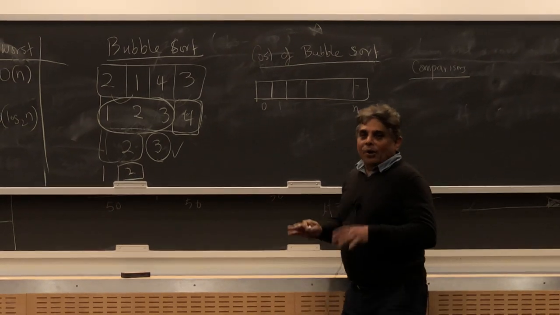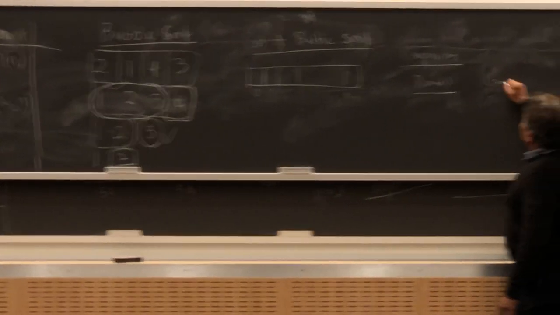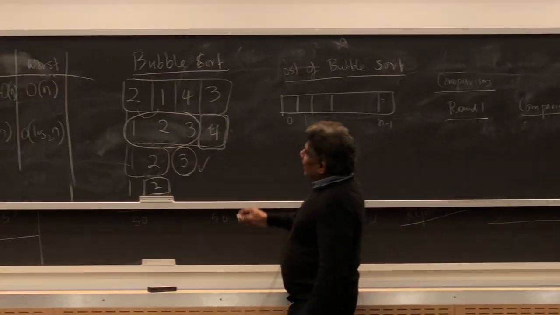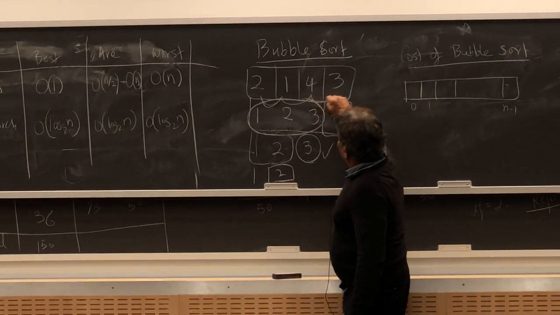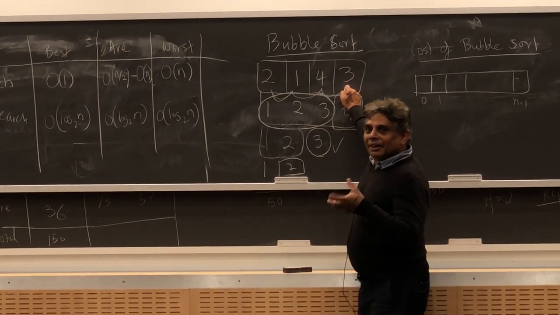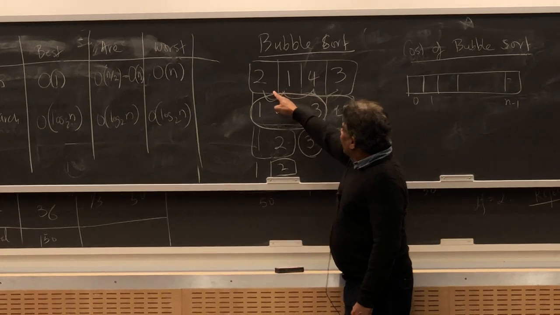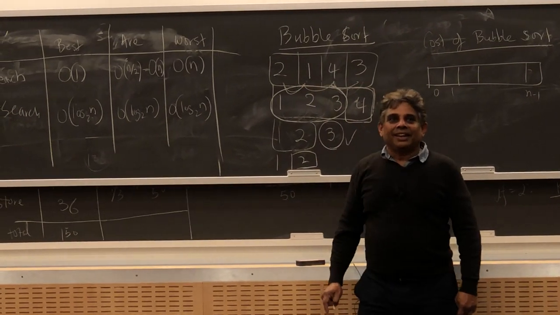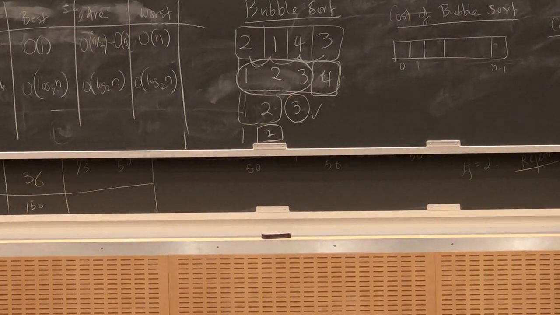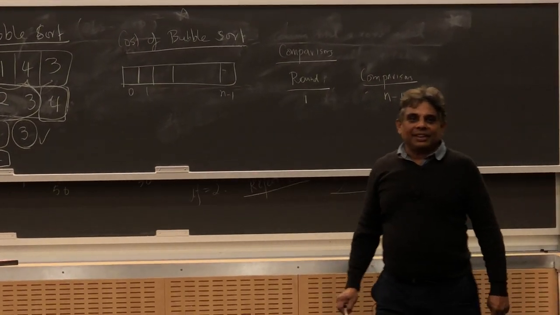So now, in the first round, I will look at the number of comparisons. In round one, what is the number of comparisons that we have to do in terms of n? If you look at this one here, how many things did you do in the worst case? You had to compare three pairs before the four came here. So if the size is four, then you had to do three. So if the size is n, how many do you have to do? n minus 1. So in round one, you do n minus 1 comparisons.